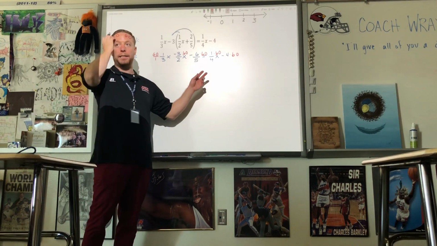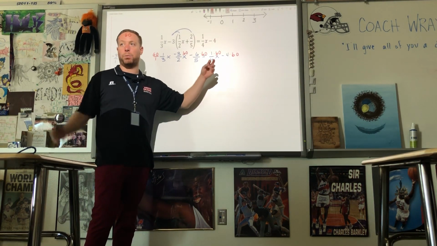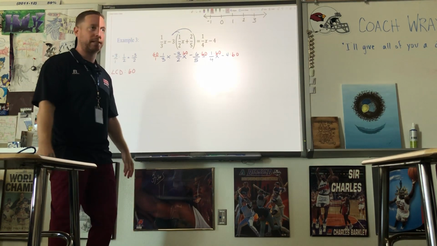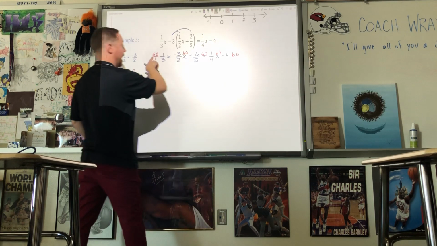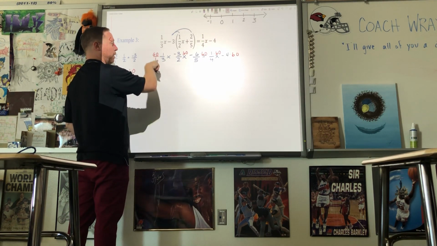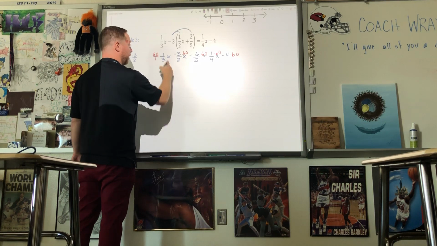One of the biggest mistakes year after year is people forget to multiply a constant by the LCD as well. But everything needs to get multiplied by the LCD. We are now going to do 60 over 1 times 1/3. 60 over 3 is just going to be 20, and don't forget your x.